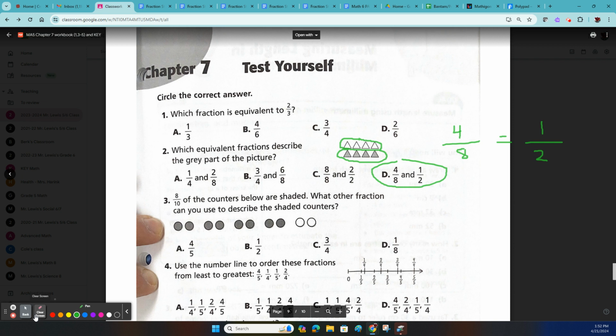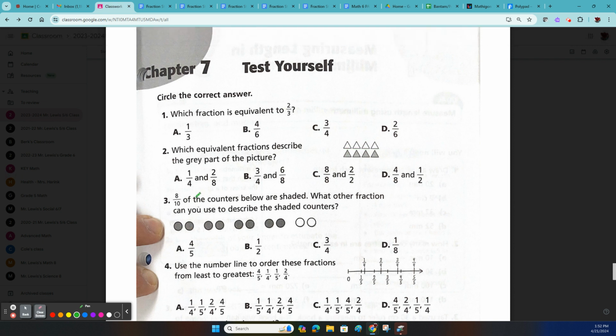Continuing. Question 3. 8/10 of the counters below are shaded. What other fraction can you use to describe the shaded counters? So this is very similar to that question we had up above here. Notice that they've kind of already grouped these really nicely for you, so we can just regroup these pairs. So instead of counting each and every single circle, which is 10 circles, I can count the groups.